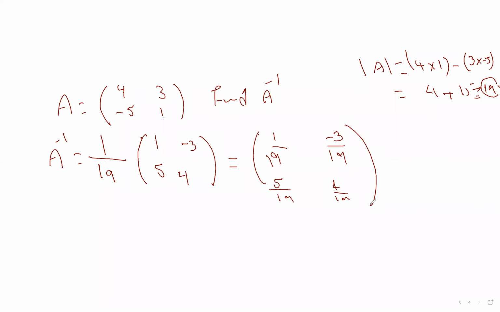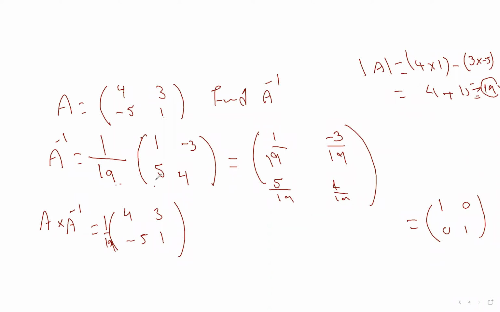You have to be sure that A and A power of negative 1, if you multiplied by themselves, you will get the identity, which is 1 and 0, 0 and 1. How? We said A is 4 and 3, negative 5 and 1. B equals, let 1 over 19 be common, we write it as 1, negative 3, 5 and 4.